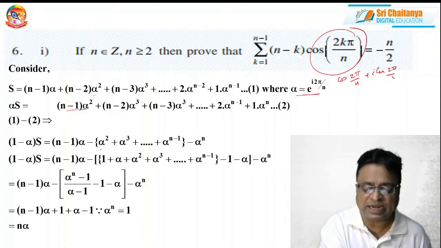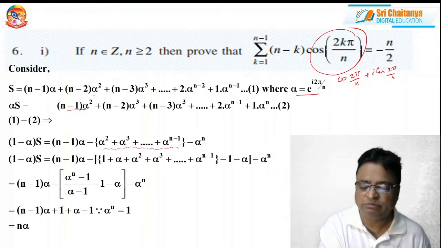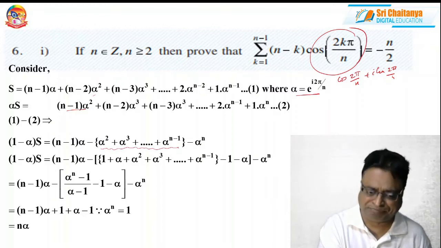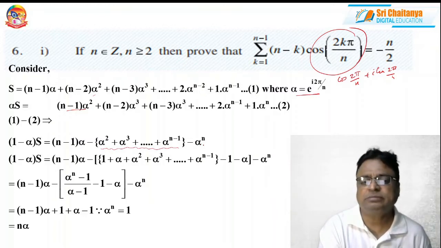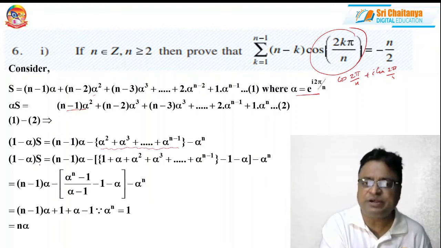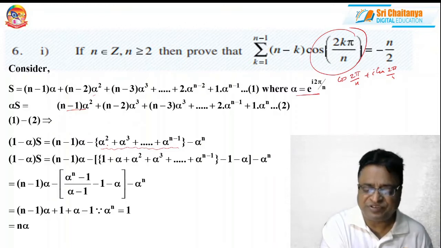So in the bracket, what can I get? Alpha square plus alpha cube and so on, up to alpha power n minus 1 minus alpha power n. So 1 minus alpha into S is equal to n minus 1 into alpha. This is in GP, sum to n minus 2 terms.